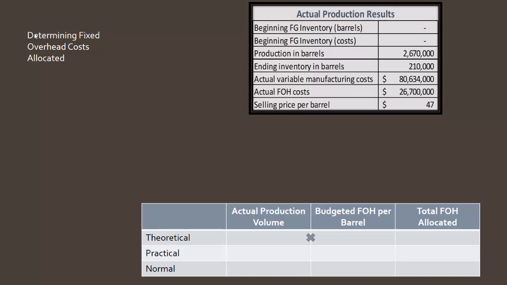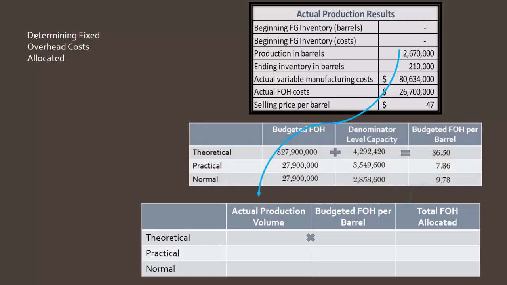Let's determine our fixed overhead costs, which we are going to allocate. And to do so, we're going to take our actual production volume and multiply it by our budgeted fixed overhead per barrel. Well, our actual production volume is 2,670,000 barrels during the year. Under theoretical capacity, we would have allocated $6.50 per barrel. Under practical, it would have been $7.86 per barrel, and under normal capacity, it would have been $9.78 per barrel.